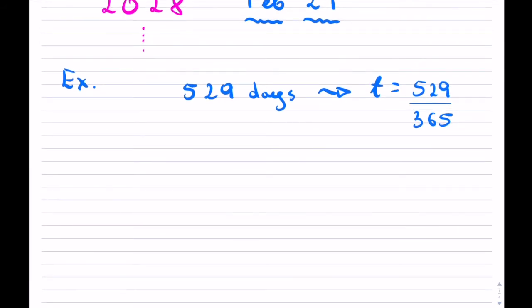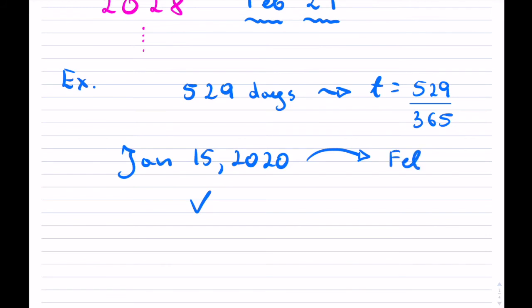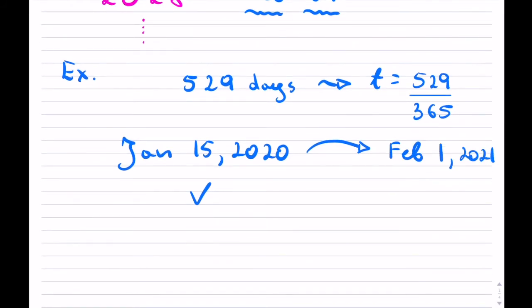So that's great. But what if someone comes along and says, what if you now have two different dates? Let's imagine you have January 15th of 2020, and that's when you invested in some particular investment at some interest rate, and it matured on a different day, a little bit over a year from now, let's say February the 1st of 2021. Now, when you have this, how do you find t?